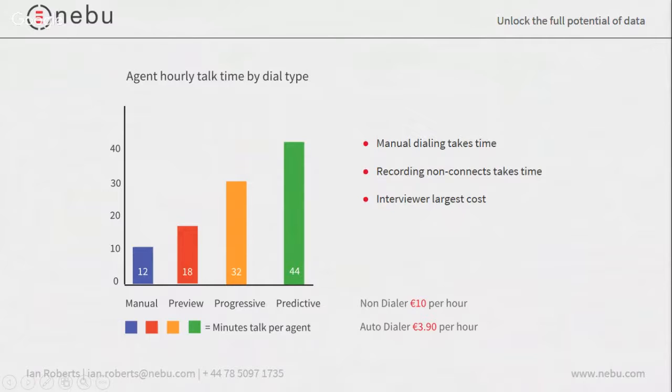So you can see that with manually dialing, the talk time you are going to get, and obviously these are averages across different industries and call centers, is limited. What you really want to do is optimize the talk time, reducing the amount of time spent dialing numbers, recording bad numbers, and moving on. We're looking at, as we said, 10 euros per hour for a non-dialer, and using an auto dialer, progressive dialer, around €3.90 per hour on the costs for your talk time.